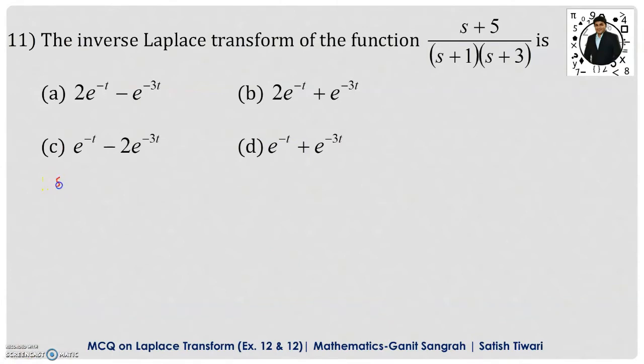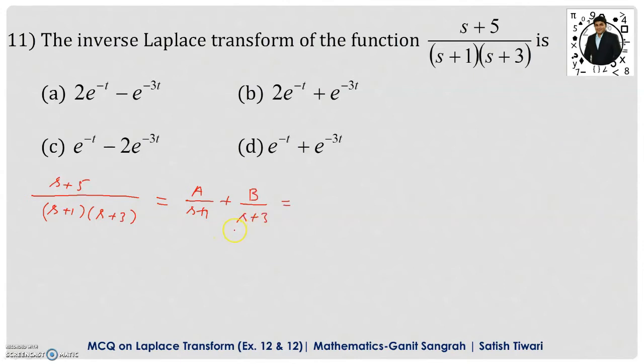Now our given fraction is (s+5)/((s+1)(s+3)). Here, partial fraction is possible because the degree of numerator is less than the degree of denominator, which is the condition for the partial fraction. Degree of numerator is 1 and degree of denominator is 2. So now how do we write the partial fraction? It is A/(s+1) + B/(s+3).